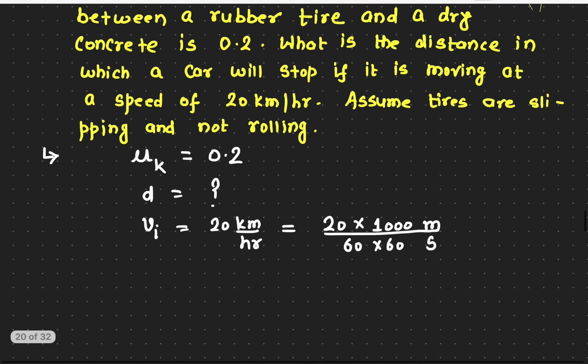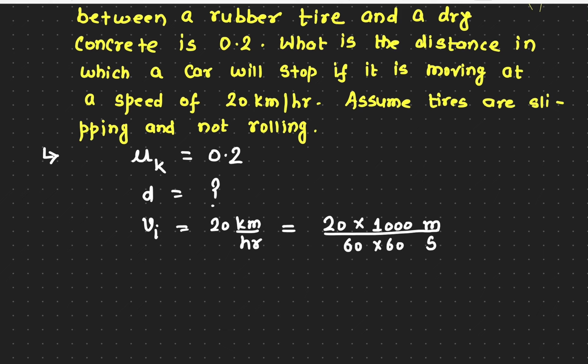So we have all the information, and now what does this mean? Assume tires are slipping and not rolling. This only means the tires have only translational motion, not rotational motion. When the tires are slipping, they do not rotate, they simply slip. And that makes the calculation easier.